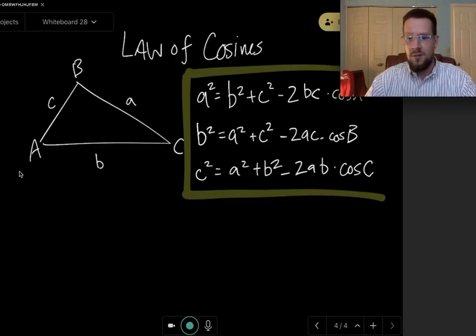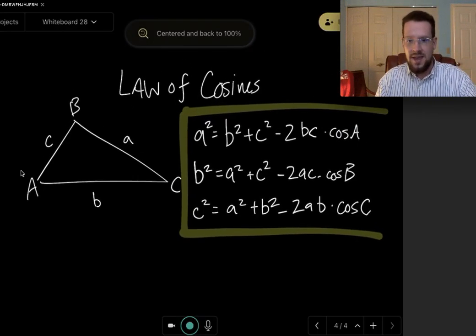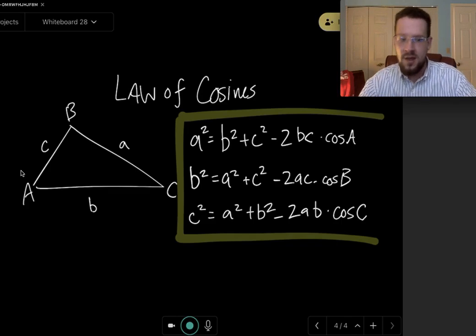We've been working on the trig unit for so many weeks, almost this entire semester, I know, marking period. So today we're going to be looking at what's called the law of cosines. The nice thing about the law of cosines is that it is just a formula that we use. There's nothing else to it.